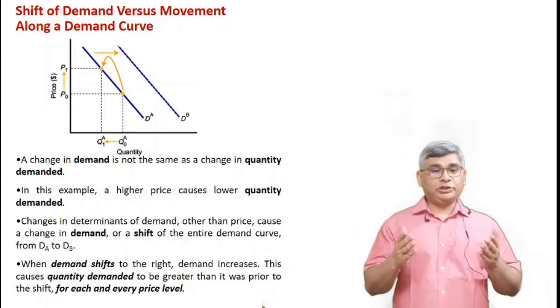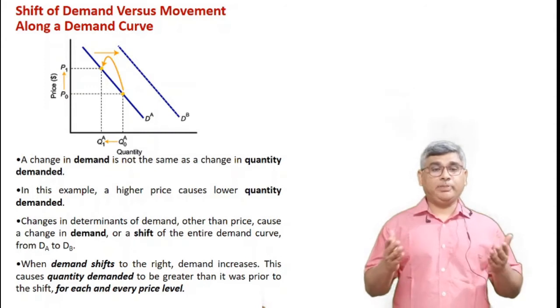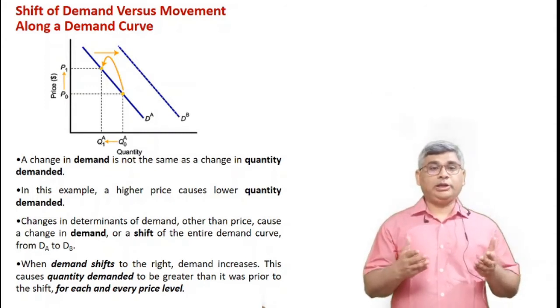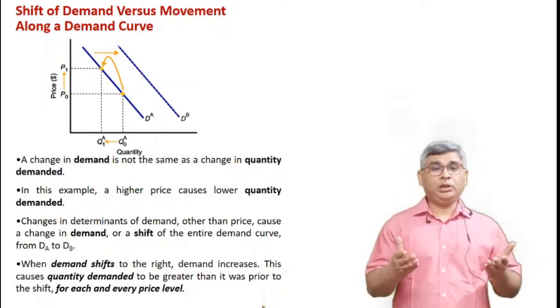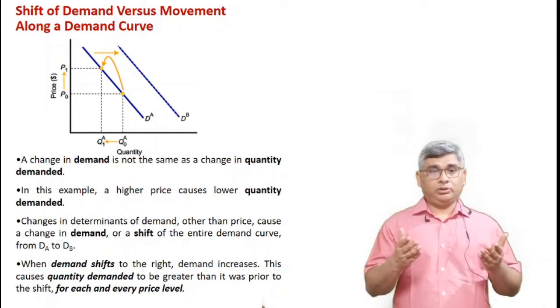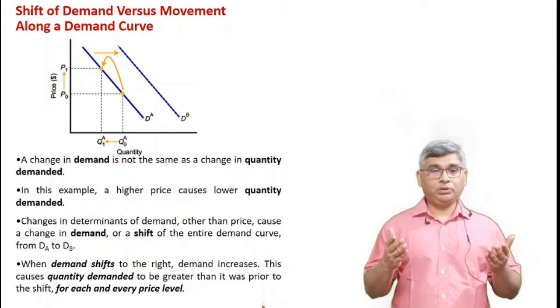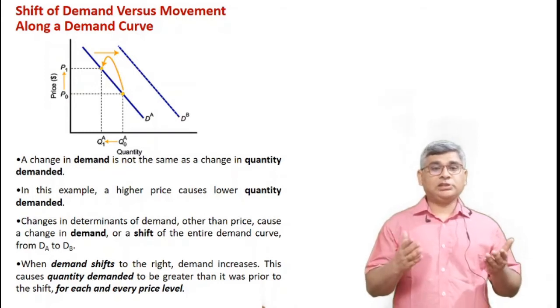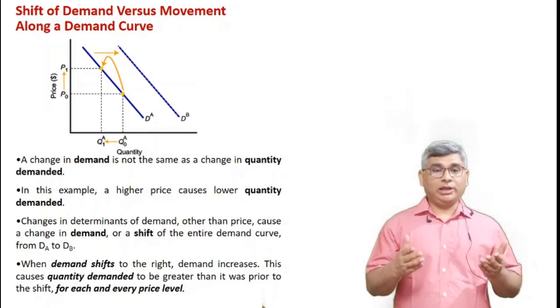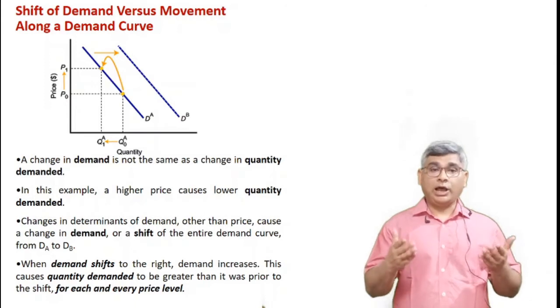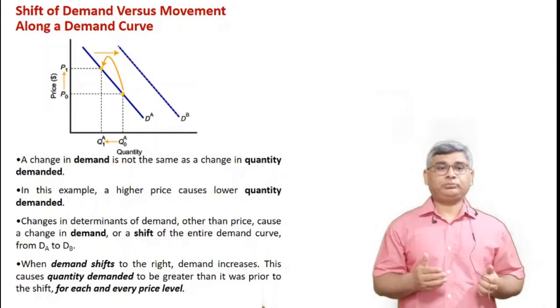When demand shifts to the right, it simply means that the demand increases. This can be judged if we draw a horizontal line at any price P1: the demand on the curve dA will be less compared to dB if the curve is moving towards the right. So for every price, if the curve is moving towards the right, the demand is higher. This is known as the shift in the demand curve, or the demand is higher for the same price.